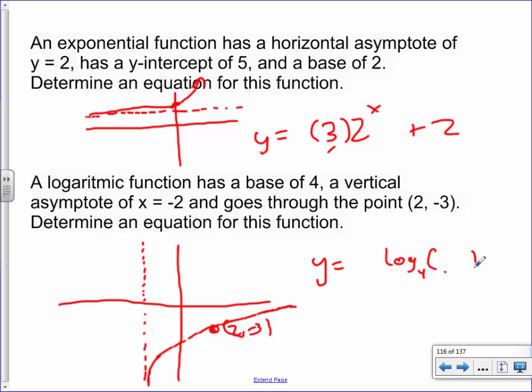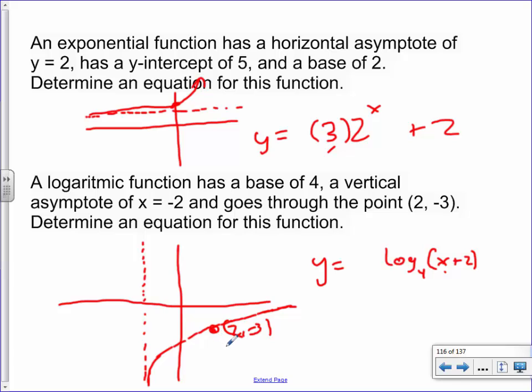Good. Inside the brackets, you're going to need an x plus 2. Good job. Does that make sense to everybody else? Here's our problem. At this point here, how do we force it to go through the point 2, negative 3?